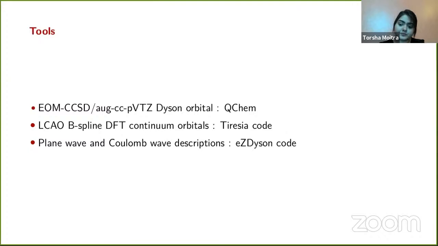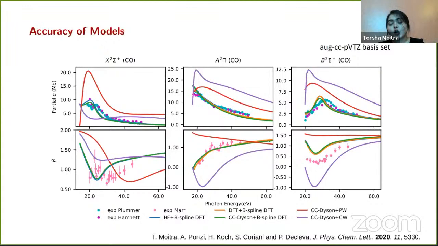First of all, we tested the accuracy of these individual approaches for describing the bound and the continuum part. For that, we chose to study the three lowest energy ionizations of CO molecule. First of all, we keep the description of the continuum part constant to B-spline DFT and vary the description of the bound state from Hartree-Fock to DFT to CC Dyson, which are shown by the blue, orange, and green lines. We see that these are almost overlapping with one another. And this is actually quite expected, as the Dyson orbitals are quite identical to the molecular orbitals considered by Koopmans' theorem. And also, the Dyson norm for these ionizations is greater than 0.9.